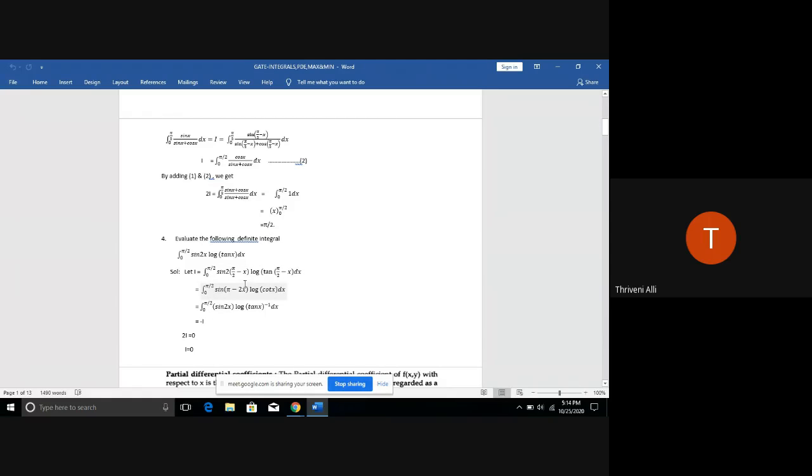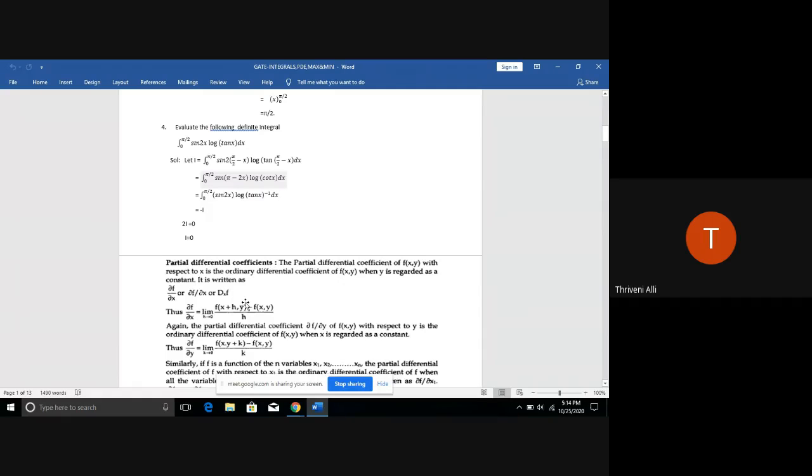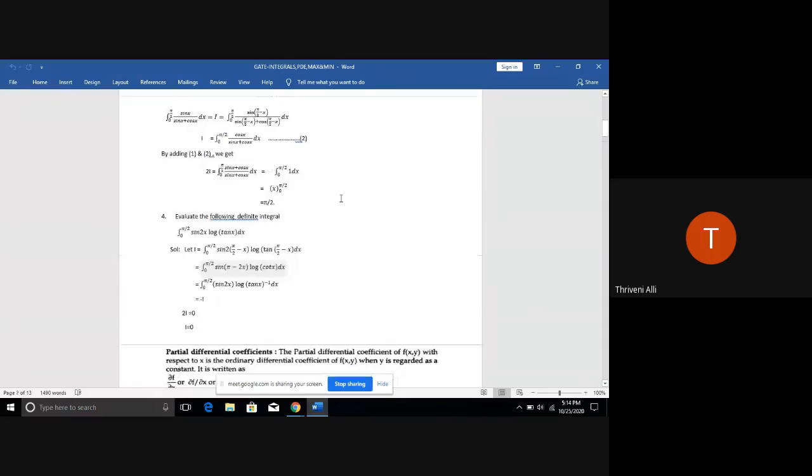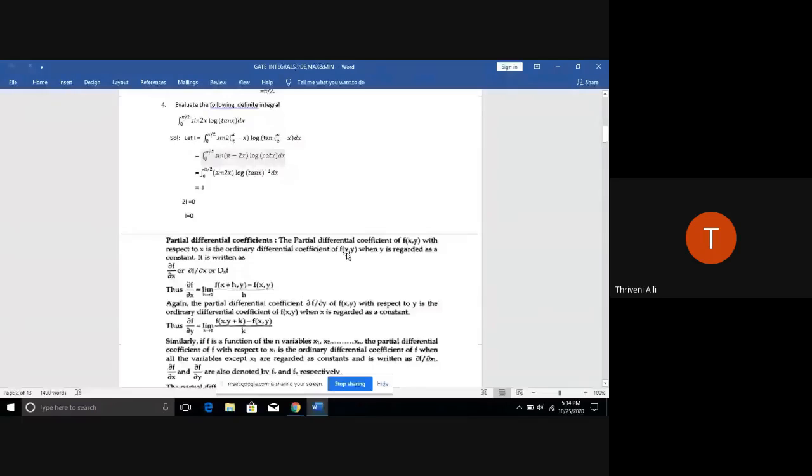Okay. Next. So these are some different problems we will see in the integrals part. Next, partial differential equations. So first of all, we have to know the definition of partial differential equations.